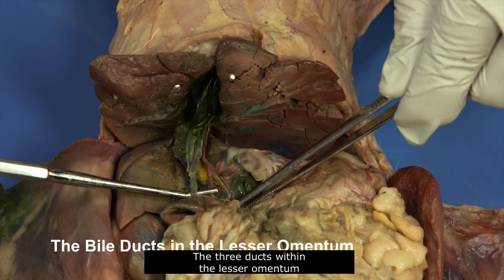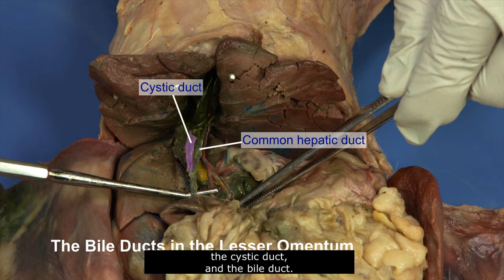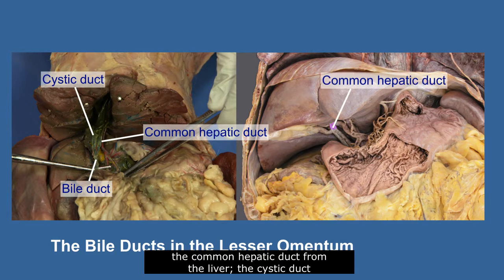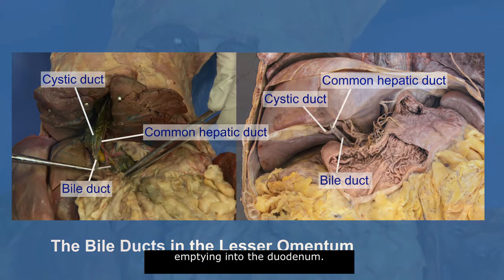The 3 ducts within the lesser omentum that carry bile are the common hepatic duct, the cystic duct, and the bile duct. These same structures are found in humans: the common hepatic duct from the liver, the cystic duct from the gallbladder, and the bile duct emptying into the duodenum.